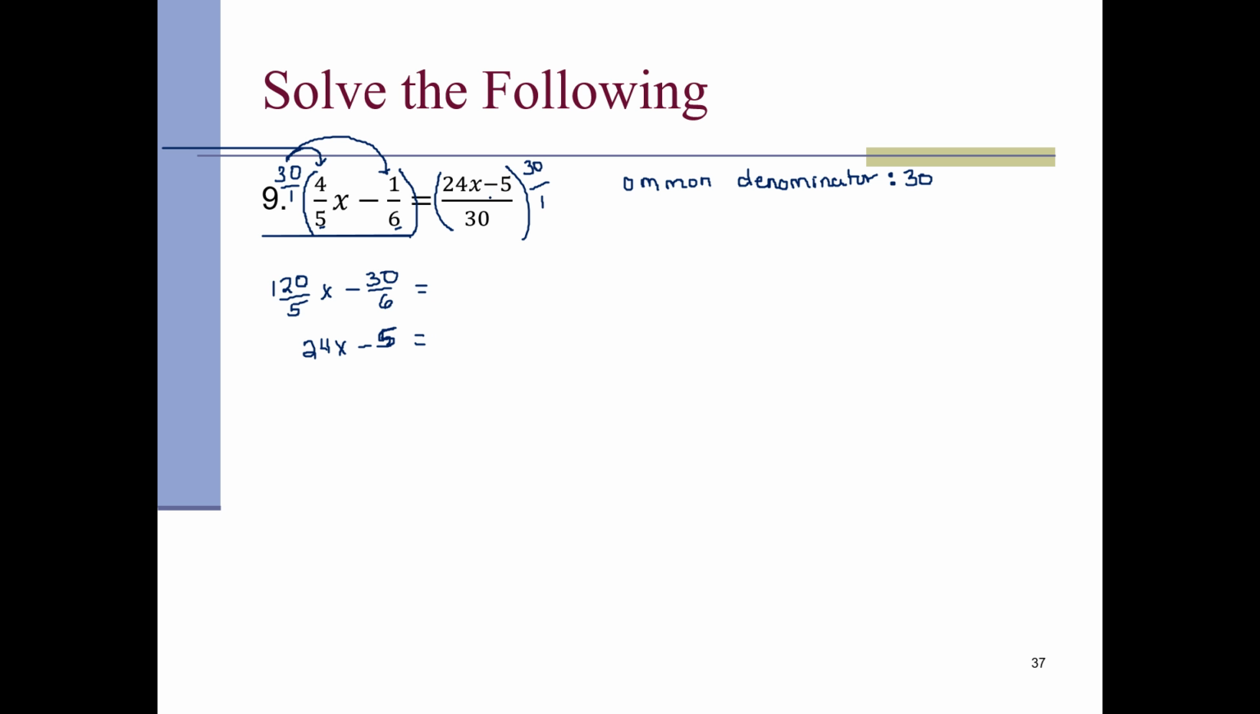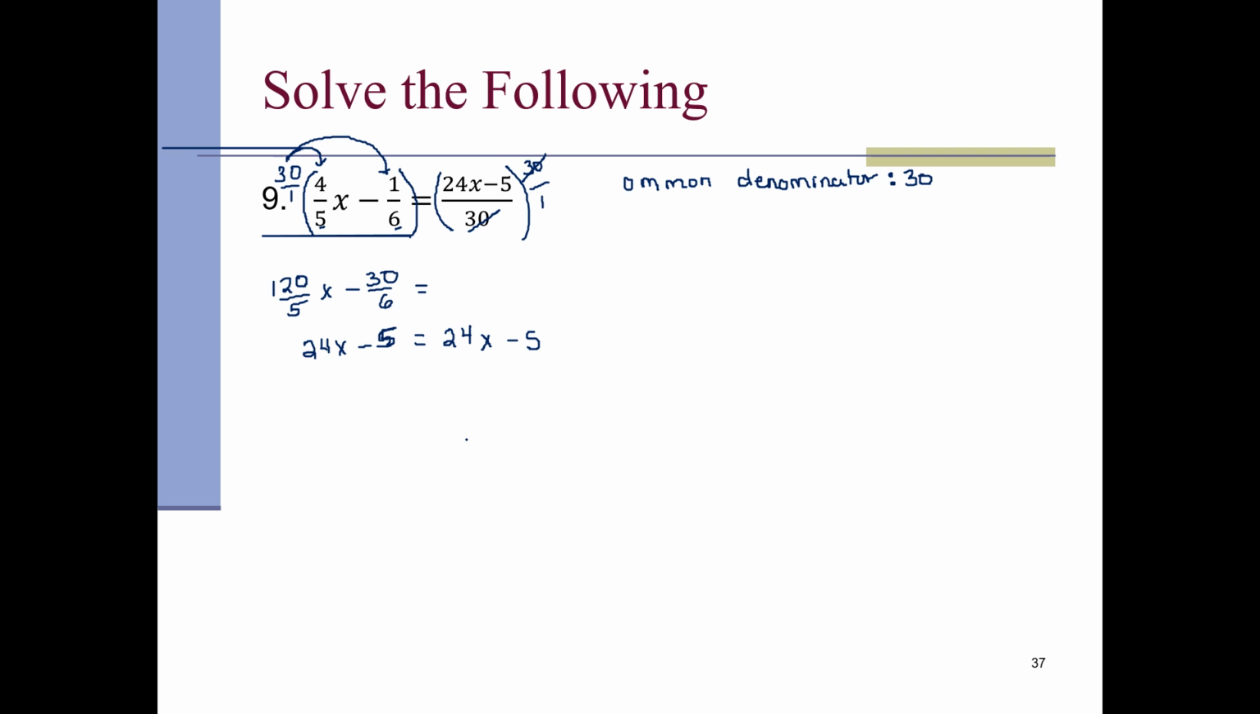On the right-hand side, because this is all over the same fraction, and I see 30 in the denominator and 30 in the numerator, instead of distributing and then dividing each by 30, I'm just going to cancel these 30s. And so that's a little bit faster method to get to 24x minus 5.